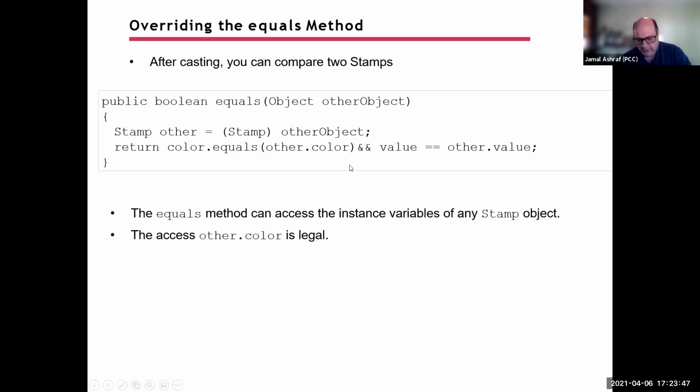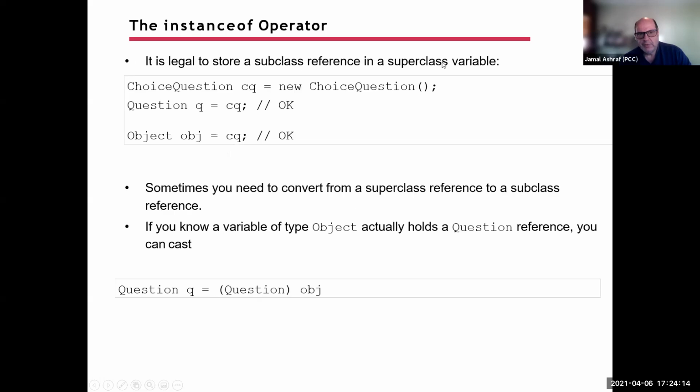Another thing that happens over here with the equals, I have direct access to my instance variables, even though they are private. So even though they are private, in my equals method, I have direct access to instance variables. All right, so that's for that one.